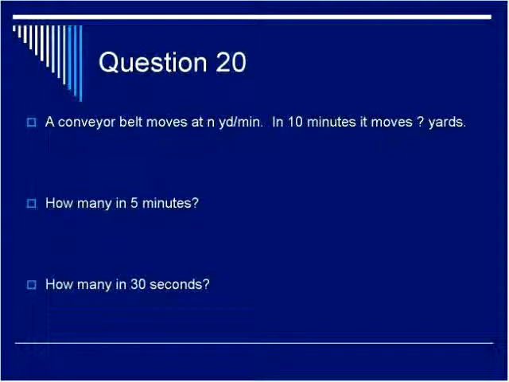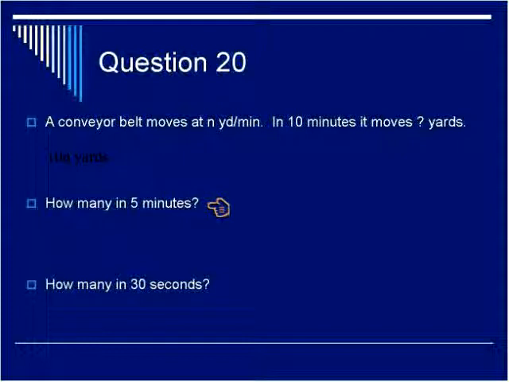Okay, so when you look at that, I want you to think about it. If a conveyor belt is moving on a belt, and it moves n yards in 1 minute, in 10 minutes it will move 10 times that. Does that make sense? So in 10 minutes it would move 10 times n number of yards. Not yards per minute, because we're getting rid of the minutes. It would move 10 times n yards in 10 minutes.